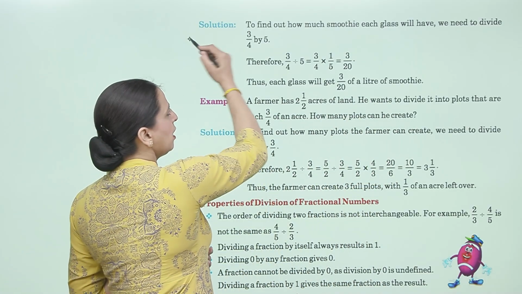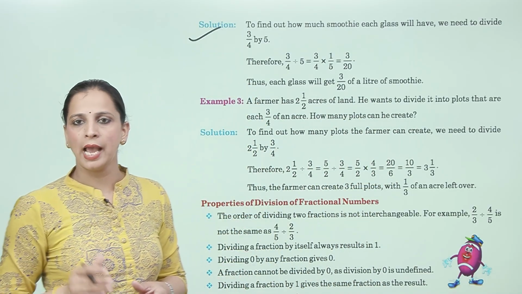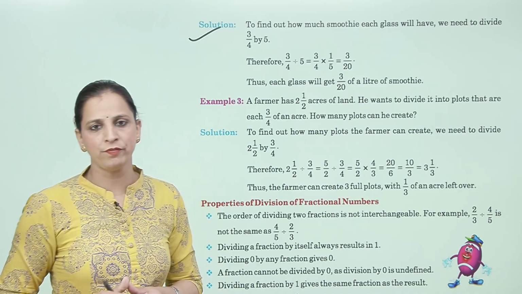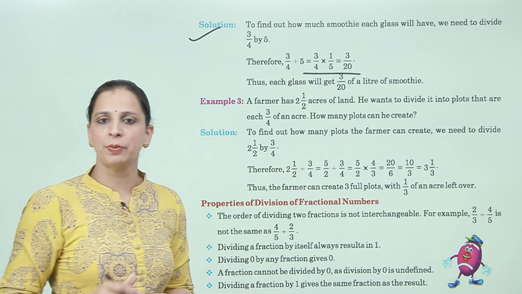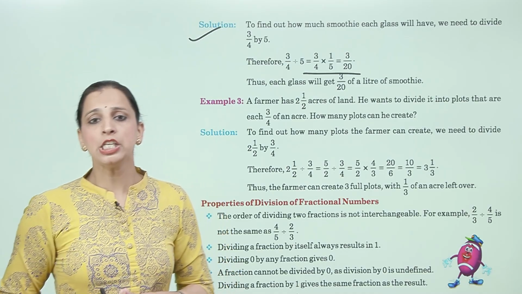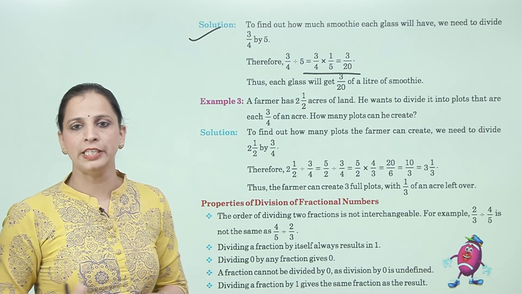Solution. To find how much smoothie each glass will have, we need to divide 3/4 by 5. Therefore, 3/4 divided by 5 is 3/4 multiplied by 1/5, that is 3/20. Thus, each glass will get 3/20 of a liter of smoothie.